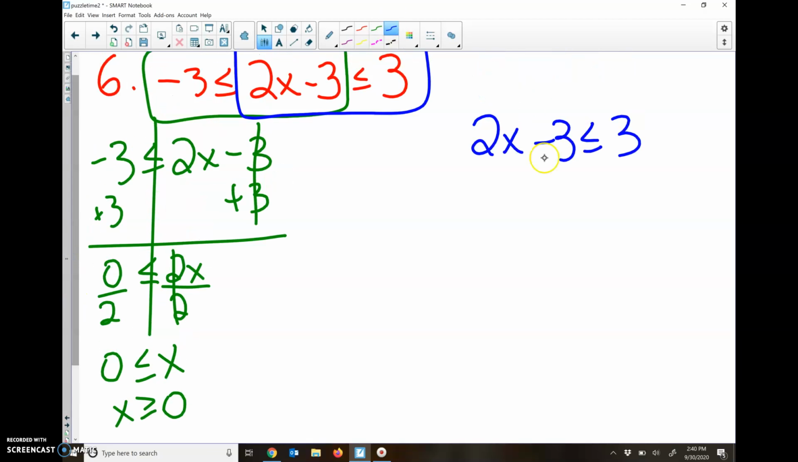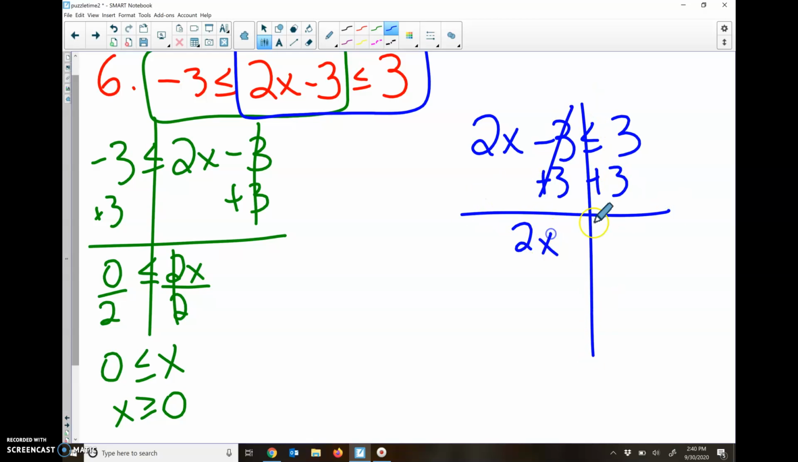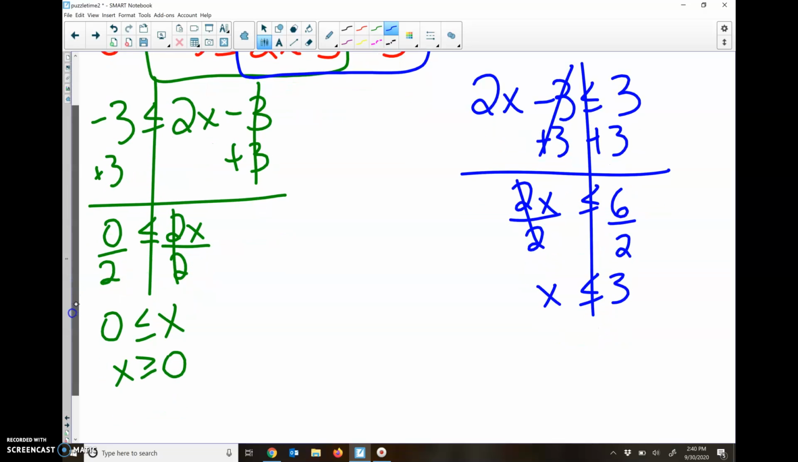Okay, then we're going to do the blue problem. So add 3 to each side. Add 3, that cancels out. I'm left with 2x is less than or equal to 6, since 3 plus 3 is 6. Divide by 2, divide by 2. And I get x is less than or equal to 6 divided by 2, which is 3.